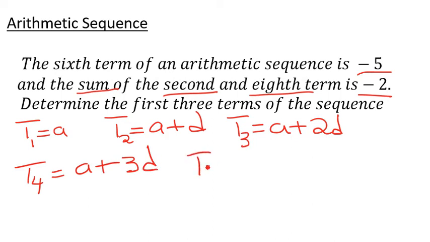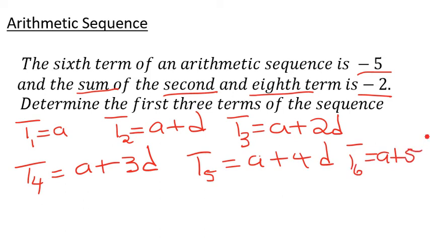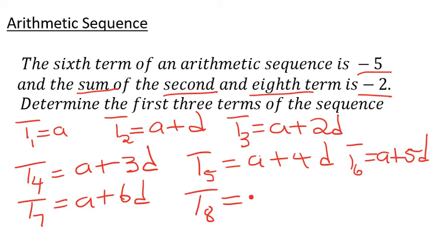Now T5 is equal to A plus 4D. T6 is equal to A plus 5D. T7 is equal to A plus 6D. T8 is equal to A plus 7D. Can you see the pattern now? Can you see what's happening here?